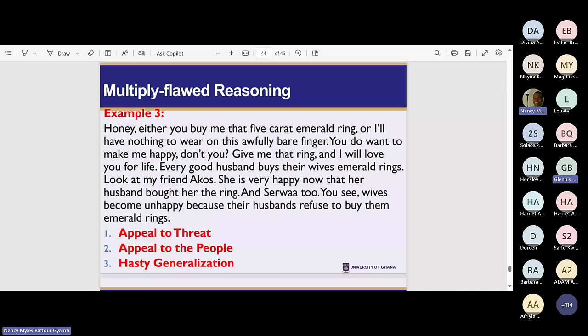Multiply flawed reasoning. I'm sorry, the word is multiply, plenty, so multiply flawed. Go ahead. Muted. Glennis, you are muted. Okay, Rooney, finish it up for us. I think she's having a challenge.